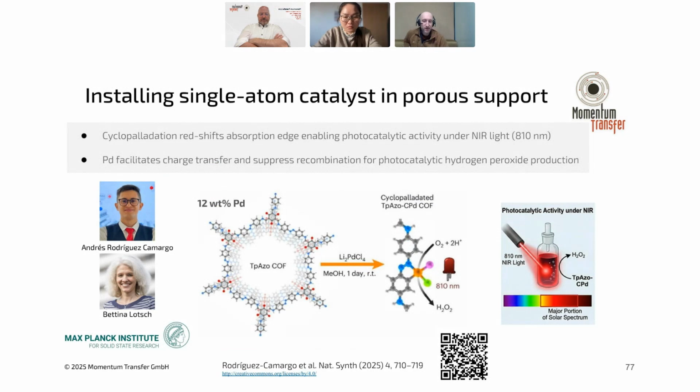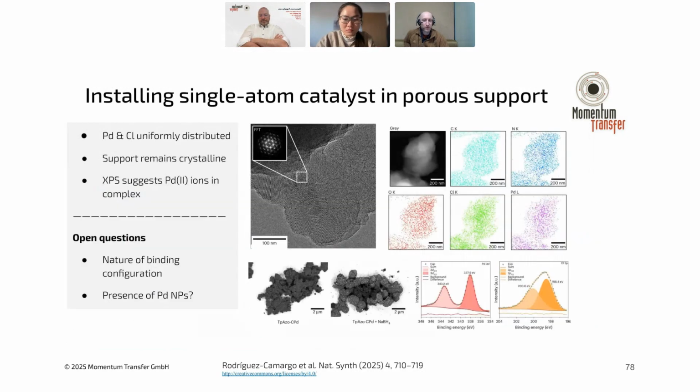In this case, Andres here was working on loading these palladium complexes into a covalent organic framework for hydrogen peroxide production, in particular, getting it into a range where you can use a good portion of the solar spectrum to work well for the photocatalytic reaction. And they want to basically identify that they successfully incorporate these complexes into the framework, and also understand a bit about how that affects the host material structure.